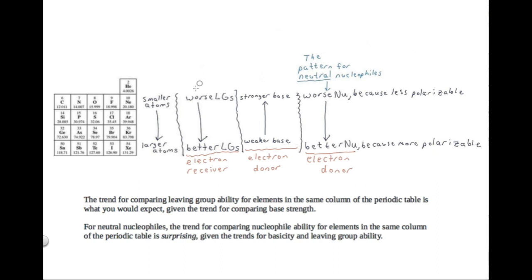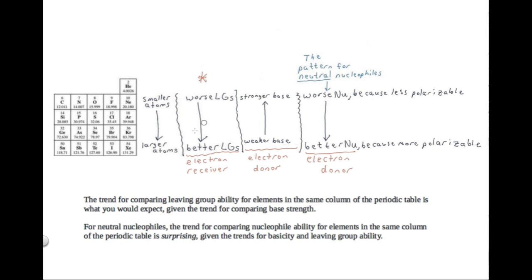So I was just saying that this trend for leaving groups makes pretty good sense, and you might have been able to figure it out just by thinking about it. It makes good sense that a larger atom should be a better leaving group, and that a smaller atom should be a worse leaving group. So the next thing I want to do is justify this trend. Now would be a good time to pause the video and see if you can figure this out for yourself.